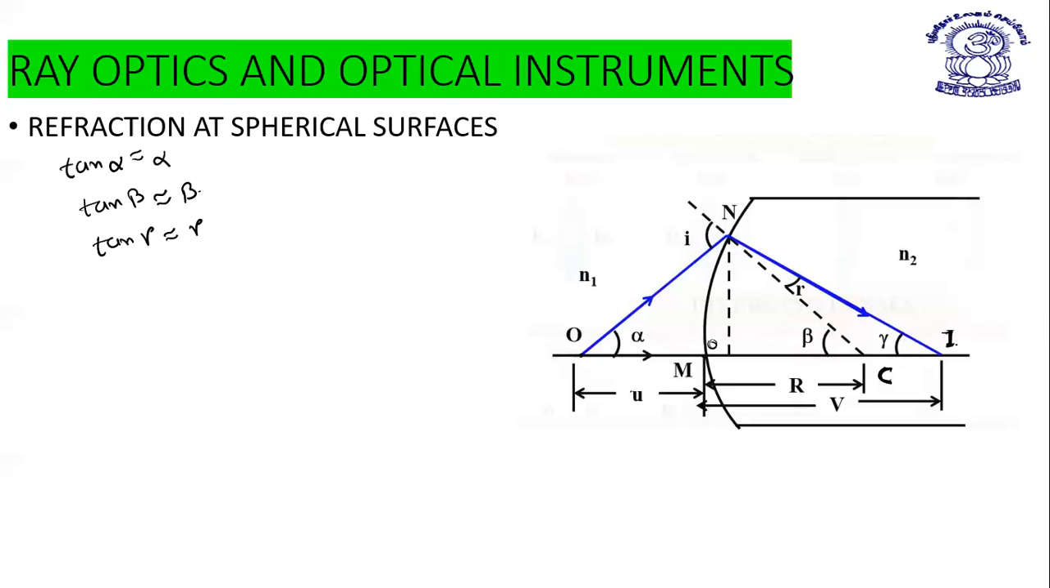Here, tan alpha can be written as MN divided by OM. This is a right angle triangle, so tan alpha can be written as MN upon OM. Tan beta for this triangle can be written as MN upon MC. In the same way, tan gamma can be written as MN upon MI.